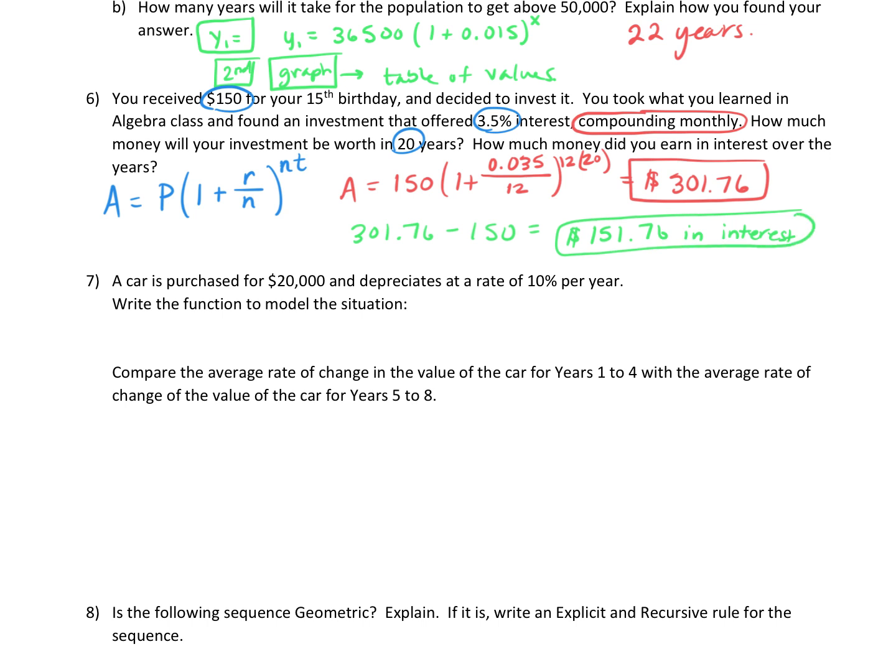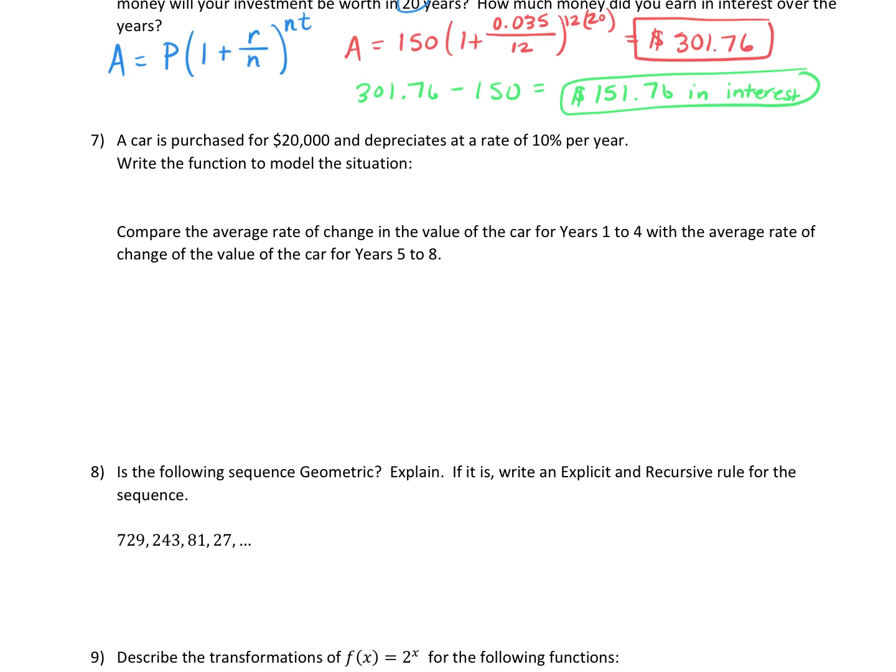All right. Number 7, a car is purchased for $20,000 and depreciates at a rate of 10% per year. So depreciates, circle it. That means it is losing value. So write the function that will model the situation. So this is an exponent. So we are decreasing by a percent. So that's an exponential situation. It's exponential decay because the numbers will be getting smaller.